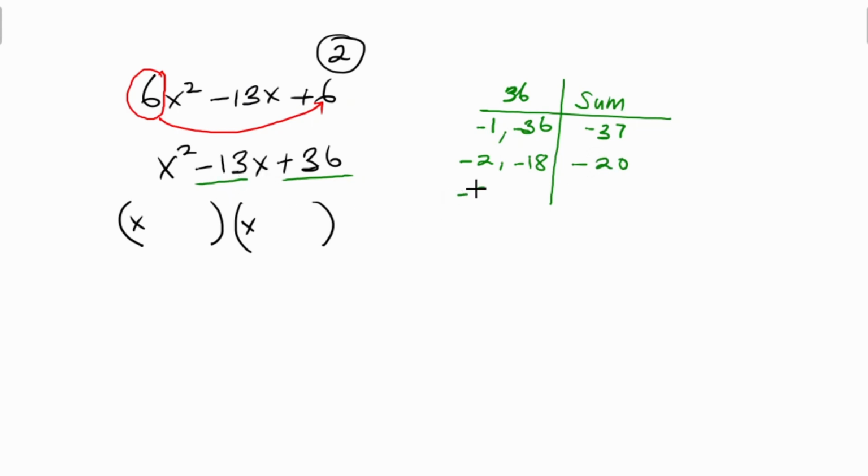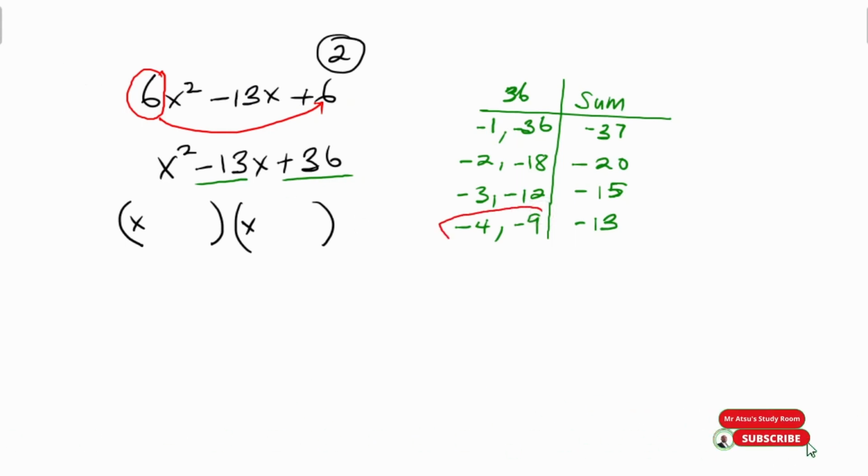We get negative 3 and negative 12, which when we add, we get negative 15, which is still not equal to the b. Then from 3 we go to 4. 4 can divide 36, so negative 4 and negative 9. 4 times 9 is 36, and when we add them, we get negative 13, which is equal to our b. That means we are going to use these two factors, and we just place them directly in the parentheses, negative 4, negative 9. But remember, after sliding, we divide.